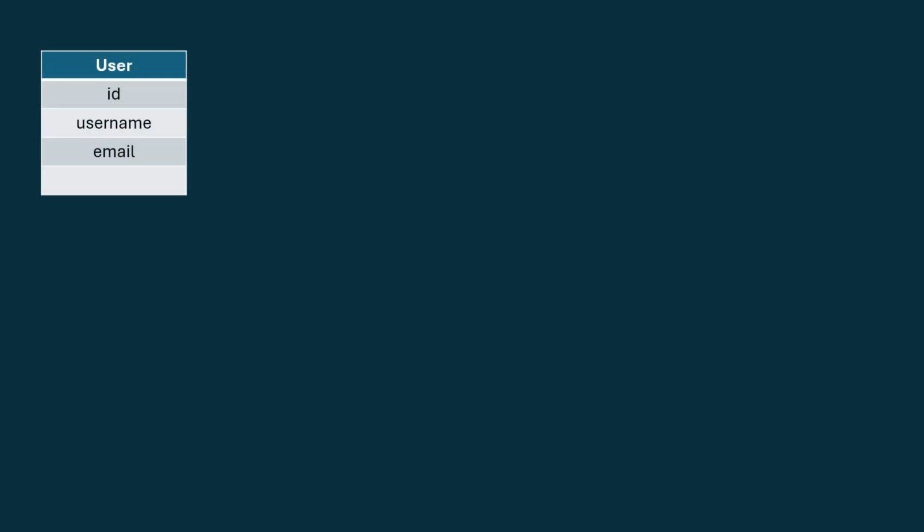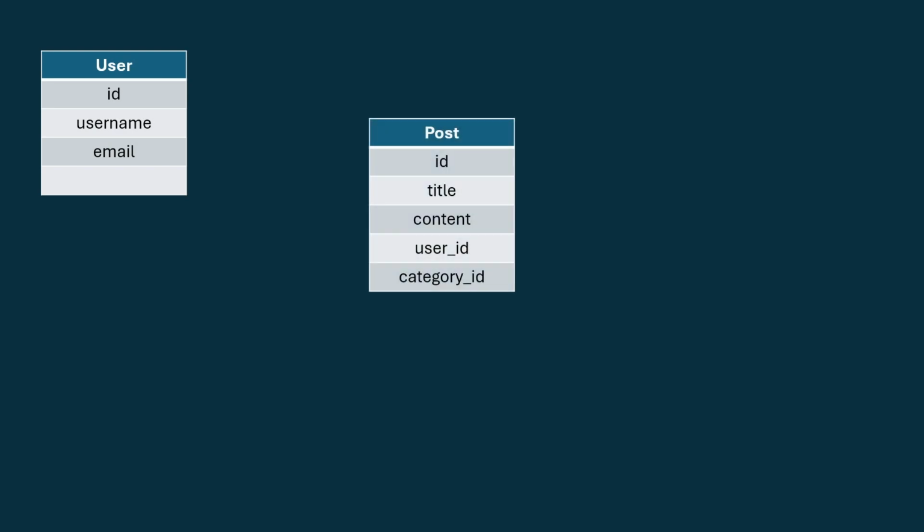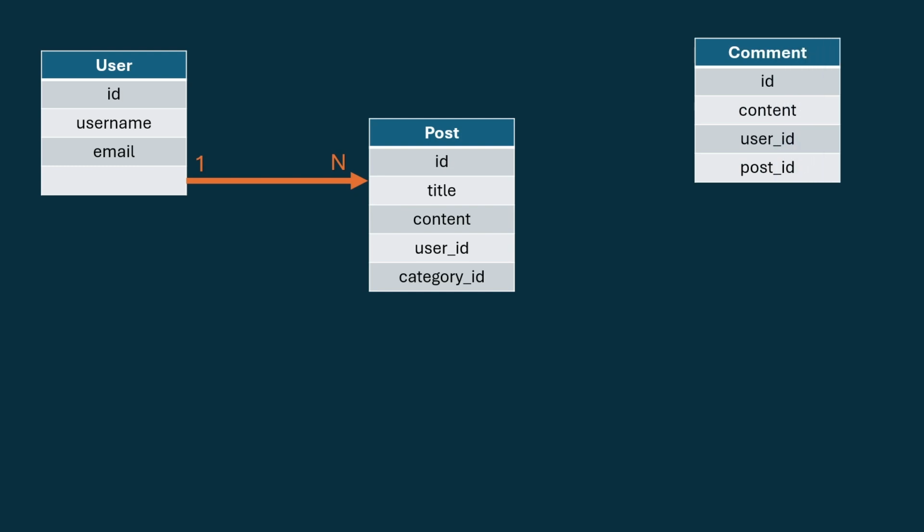So we go ahead and draw out the users table, having an ID, username, and email. Then we will draw up the post table with an ID, a title, content, and then we have columns for user ID and category ID, and I'll talk about the category ID in a minute. But this user ID will indicate that it will be a relationship with the user. And it'll be a one-to-many relationship, meaning that one user can have many posts, but each post can only be associated to one user.